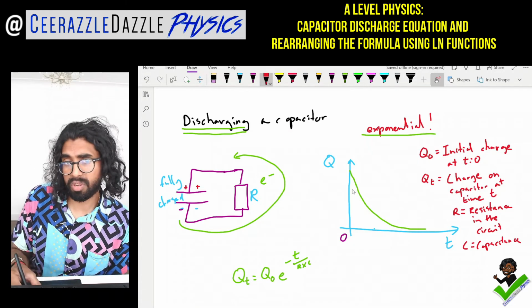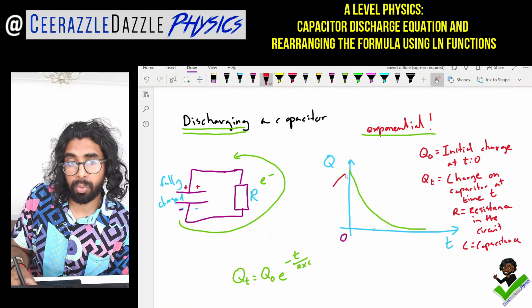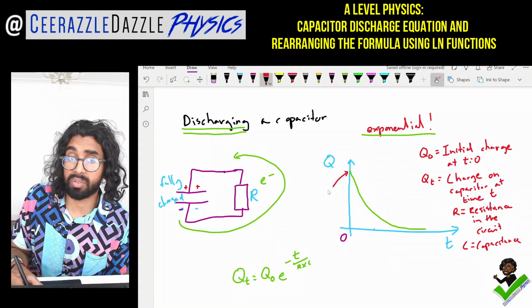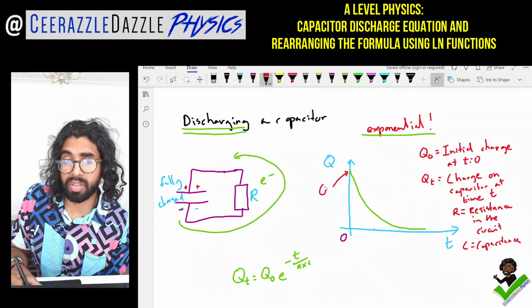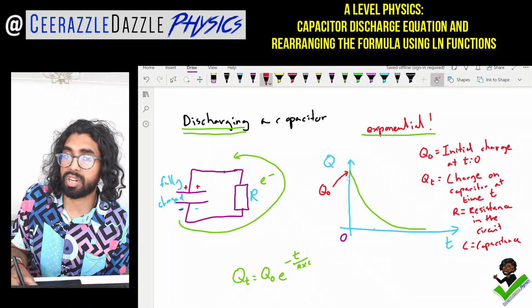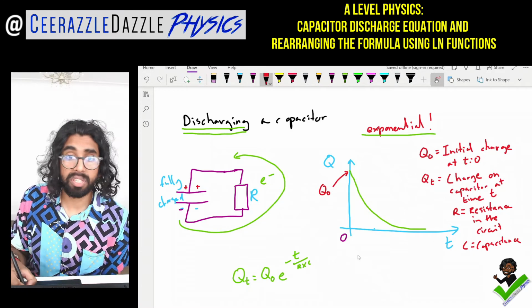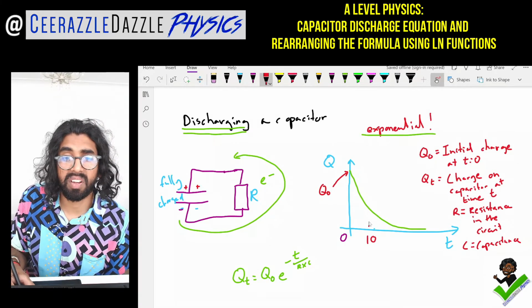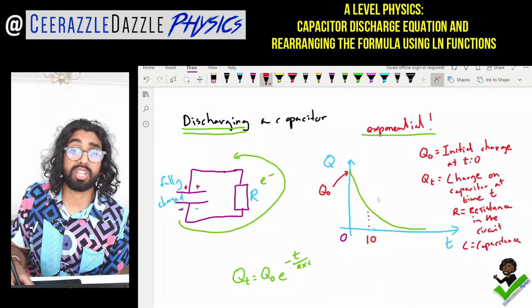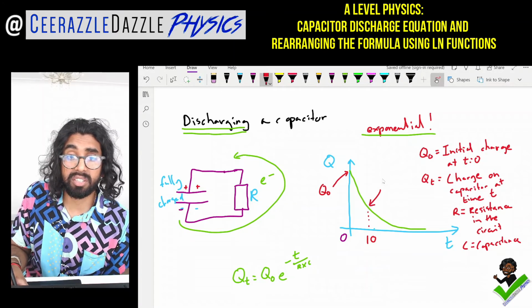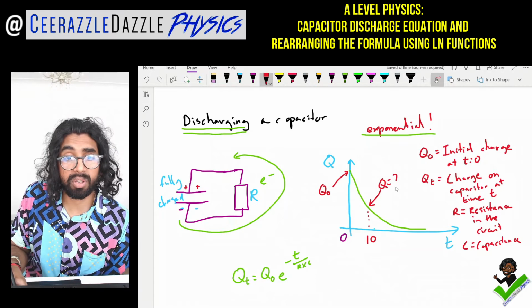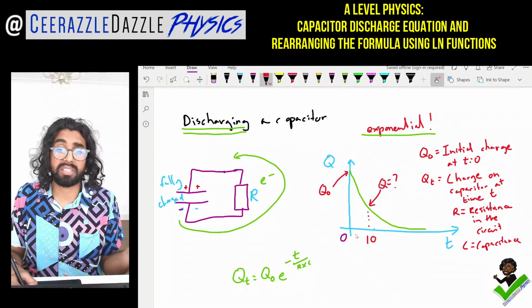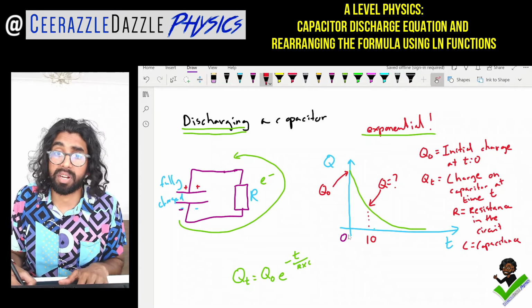In terms of what we can see on the graph, this point over here is the charge at time t equals 0, so this is the initial charge, Q0. This formula is useful because, let's say somebody asks you, what would the charge on the capacitor be after 10 seconds? We can now work it out. It's a really useful formula. We can work out the amount of charge stored on the capacitor after a certain amount of time has passed.